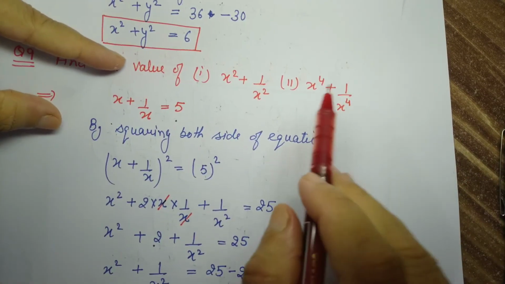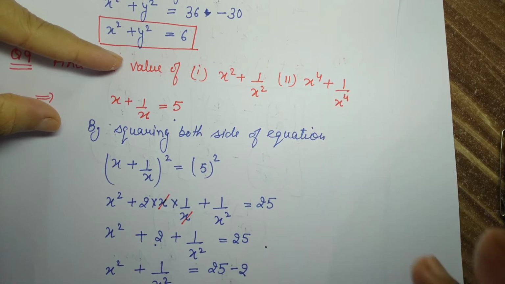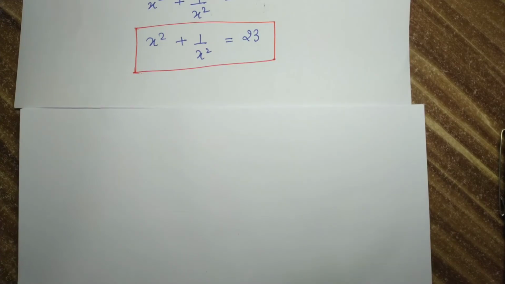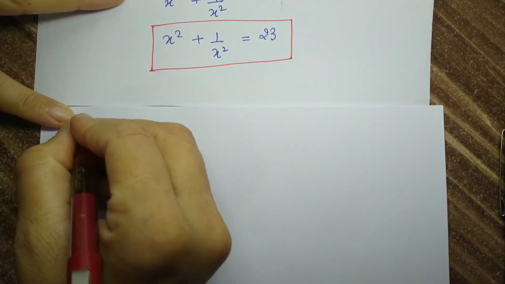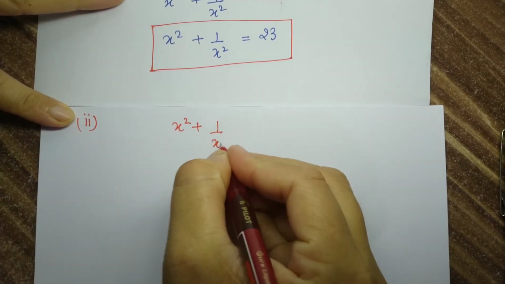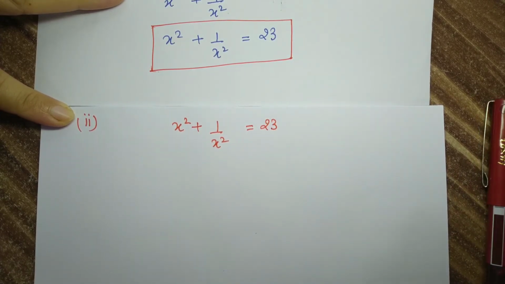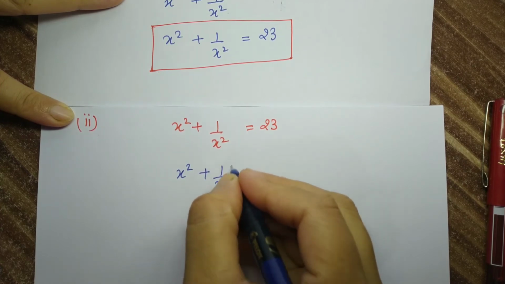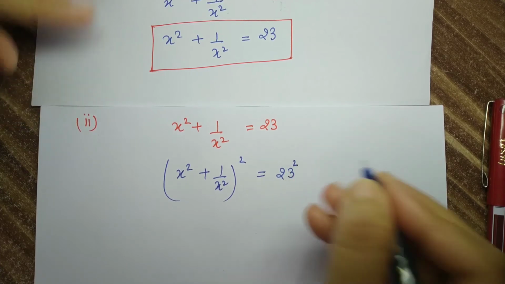Now second, they are asking, students, x raised to the power 4 plus 1 by x raised to the power 4. How to solve this one? For the second part, we start from here only. x square plus 1 by x square equals 23. Then we will follow the same procedure by squaring both sides. So (x square plus 1 by x square) whole square equals 23 square.